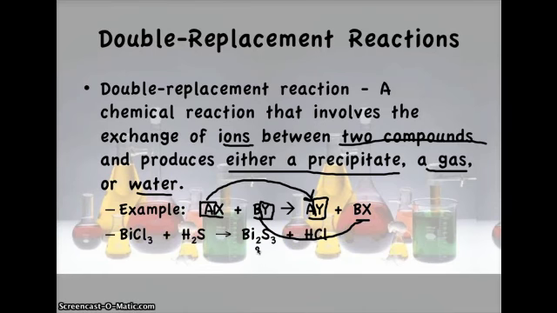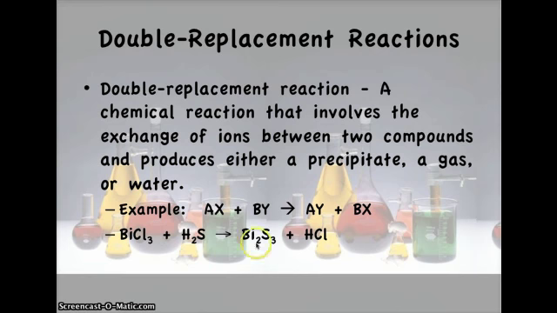So if we take a look here, we end up with the same idea. So we have AX, here's our A, here's our X. Chlorine is not going to end up with bismuth at the end of the equation. Chlorine is actually going to switch and bond with hydrogen, which is our B. Sulfur is our Y, so sulfur is going to end up with bismuth at the end of the equation.